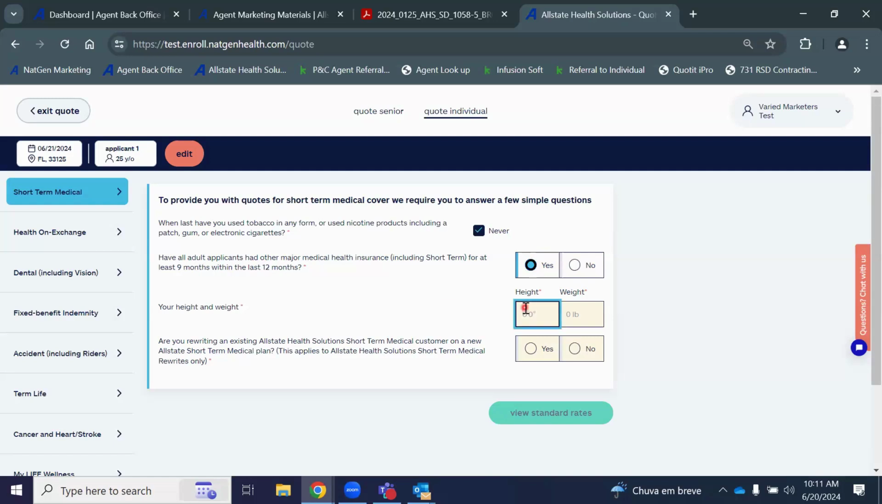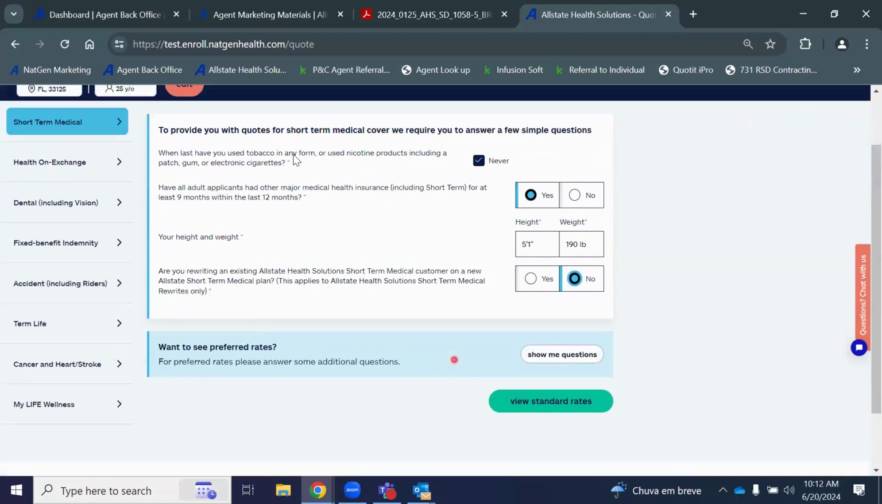And then height to weight, we're not worried about the height, we're worried about the weight. Male to weigh 300 pounds or less, female 250 or less. And if we're rewriting the policy, say no. Now from here, on a short-term medical, I can look at the standard rates or I can ask additional questions to see a preferred premium.